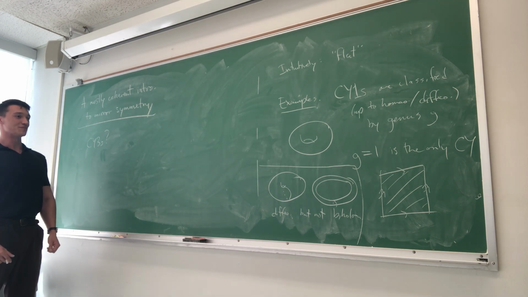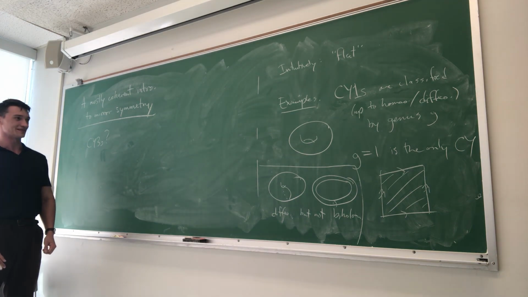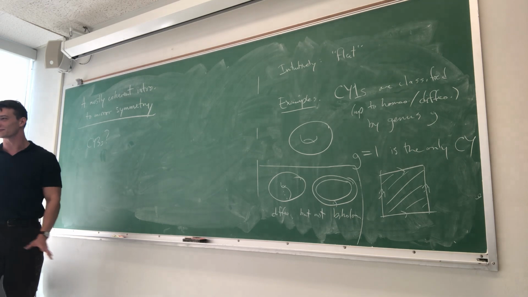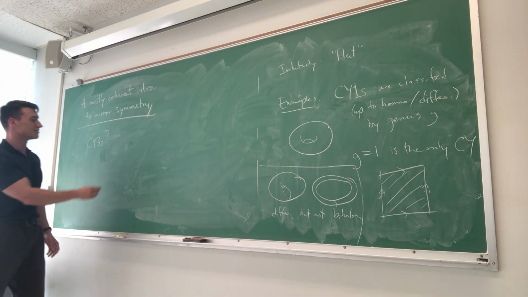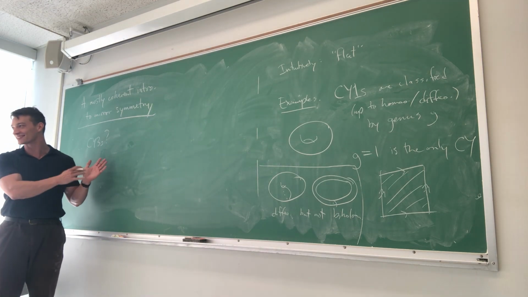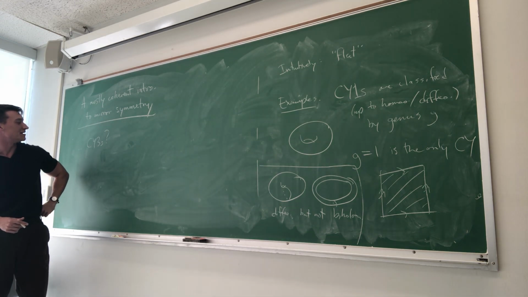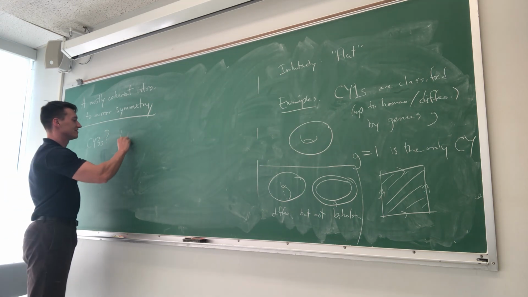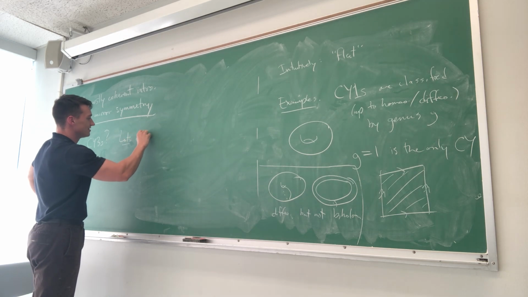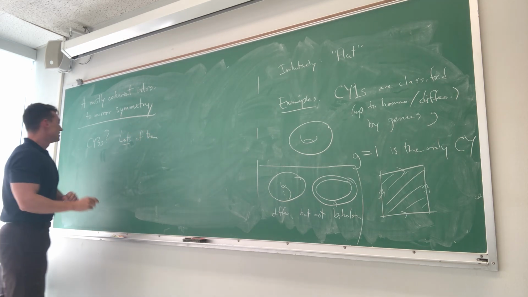Okay, so CY3s, that's the thing we've been driving at. There's a lot of them. First of all, this is a much harder question than for CY1s. So there are lots of them, even up to homeomorphism.